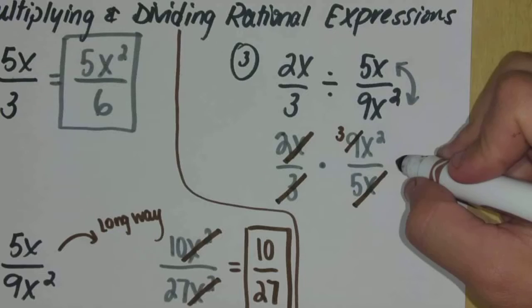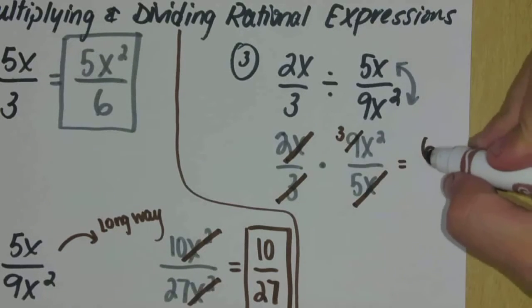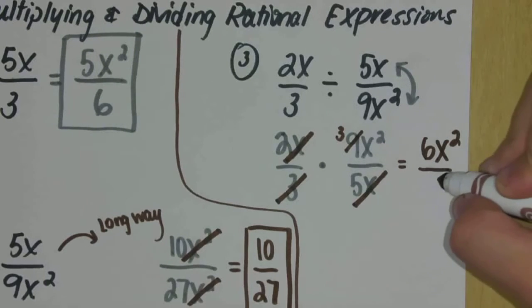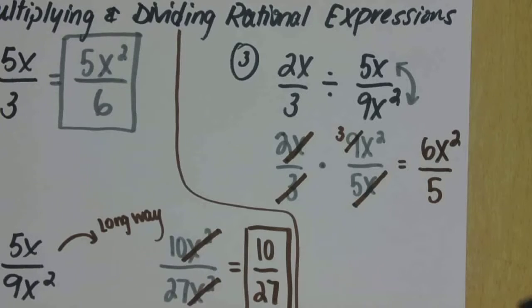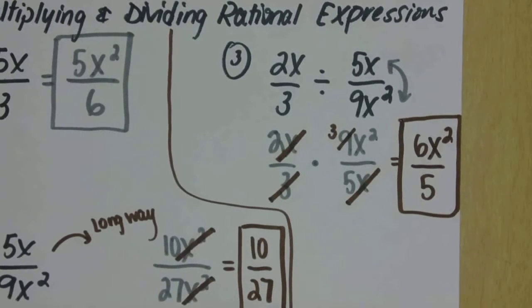And now I don't have anything left, so I'm going to multiply across. 2 times 3 is a 6x squared. And the 5 has nothing to multiply with, so the 5 stays there by itself, and I cannot reduce that fraction any further. So my final answer would be 6x squared all over 5.